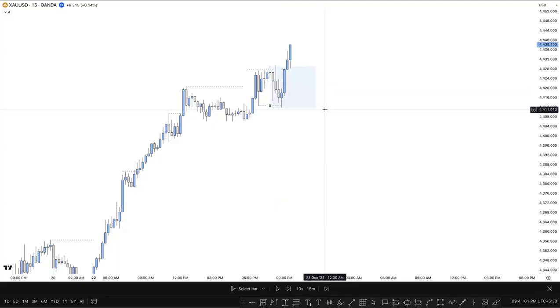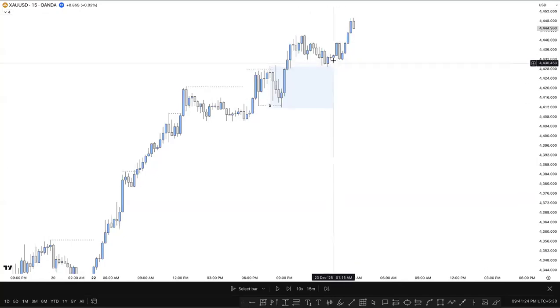So how can we deal with this situation? First of all, price should mitigate this zone right here, and then we can switch to a lower time frame and plan for the buy to the upside. So once price taps on this POI, you need to switch back to a lower time frame, just following the structure, then we can plan for the buy to the upside.